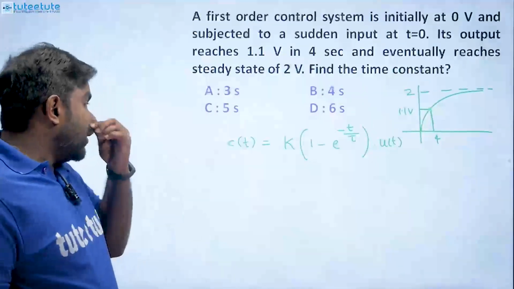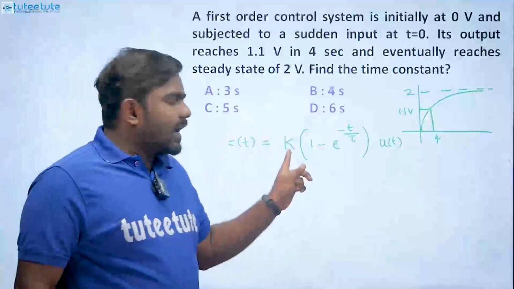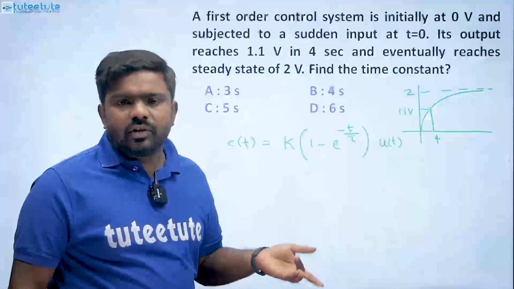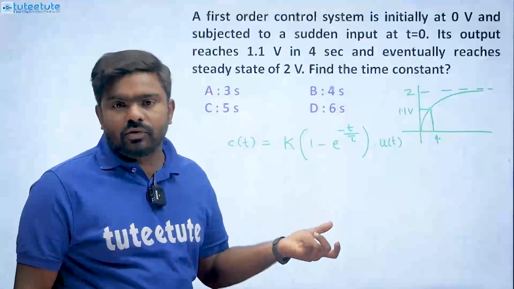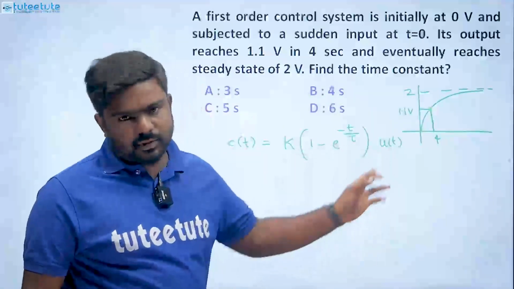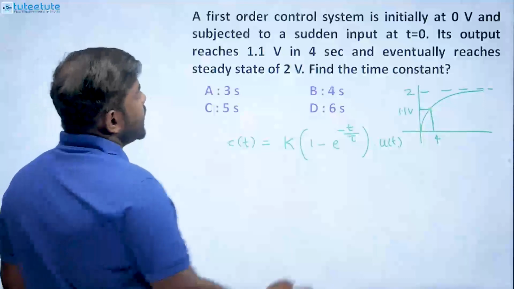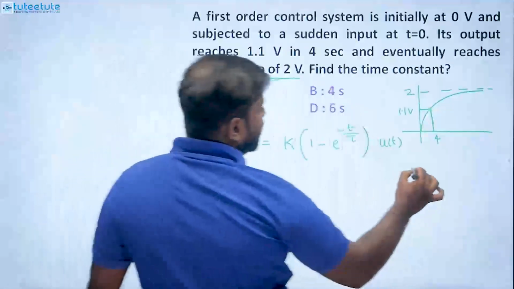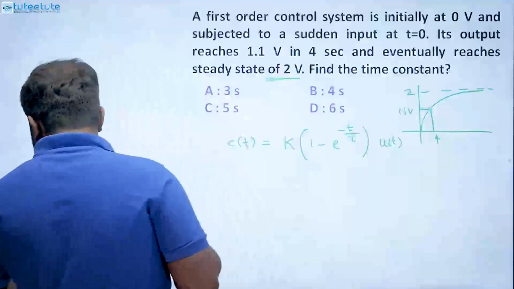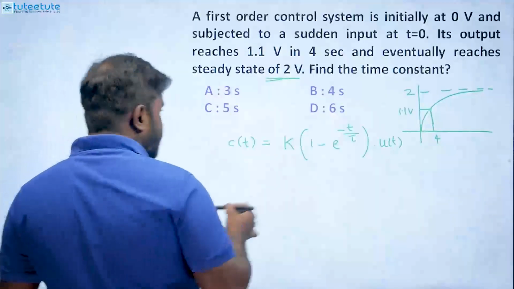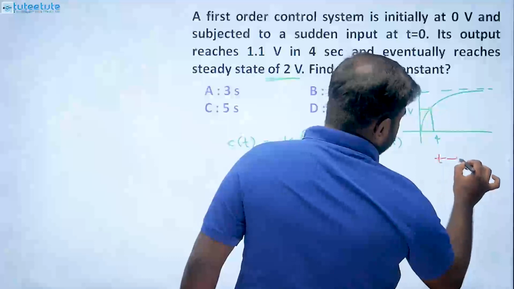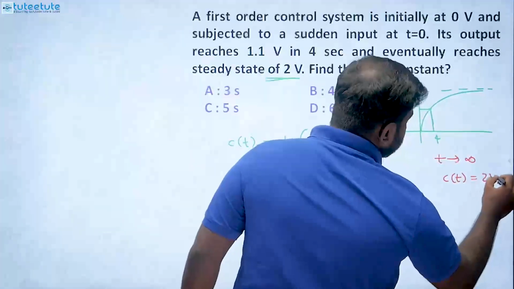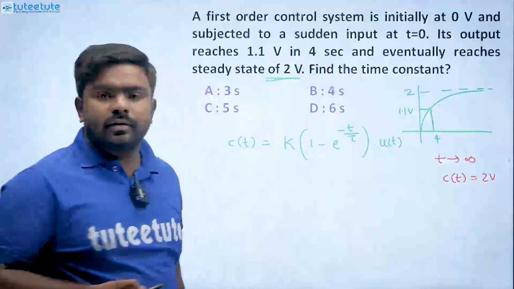Okay. Now, why did I take k? Because I don't know what would be the steady state value. See, if steady state value is known, then you can get the magnitude. So generally you have to write this expression. Okay. Now it says it eventually reaches a steady state of 2 volt, which means that when time tends to infinity, the value of C of t becomes 2. That is the meaning of this statement.